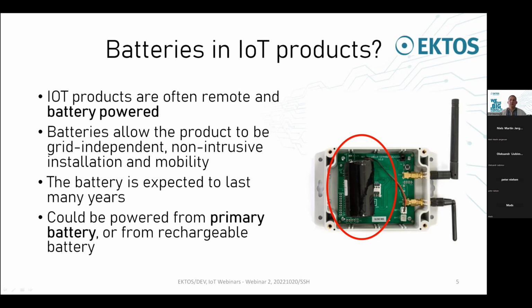Also, the products could be powered from a primary battery, meaning a non-rechargeable battery, or from a rechargeable battery. And there could also be alternatives to battery power sources like solar, wind, vibration, thermal, radio frequency, etc. So basically, what we are talking about today is an IoT product with a battery in it. We are talking about how to integrate the battery into your product.